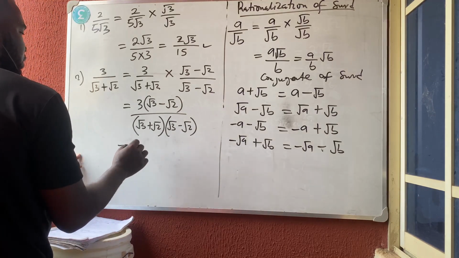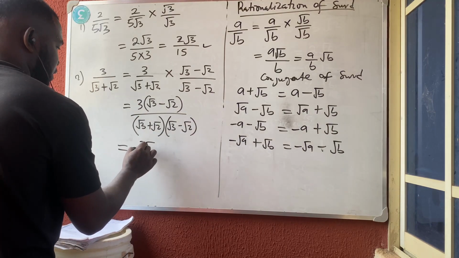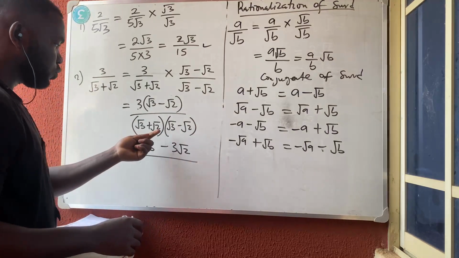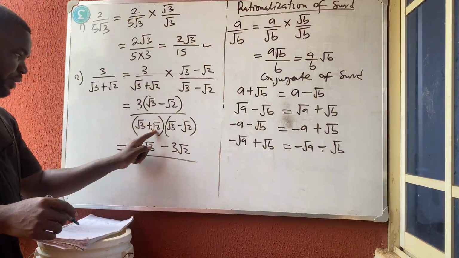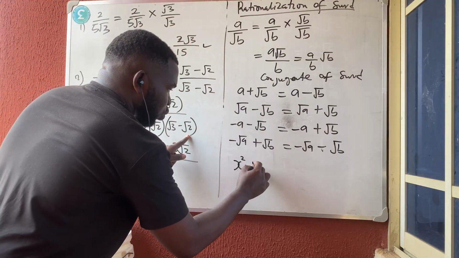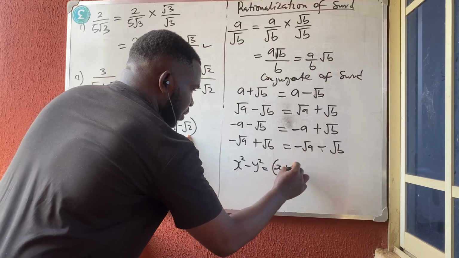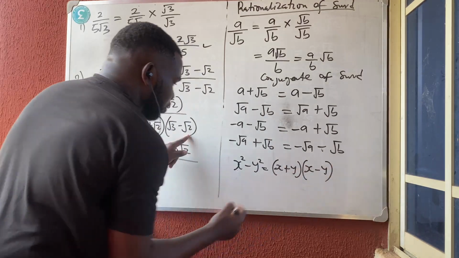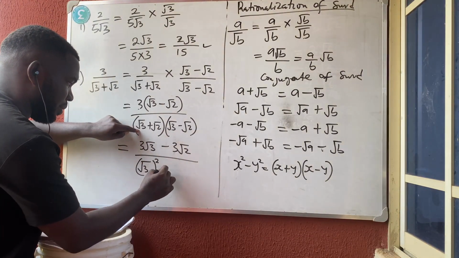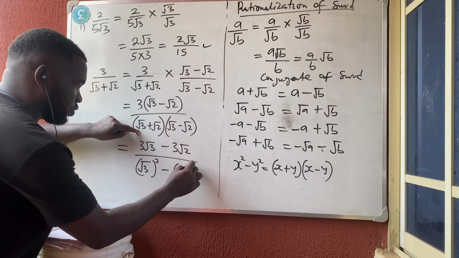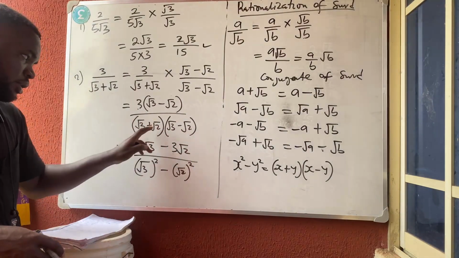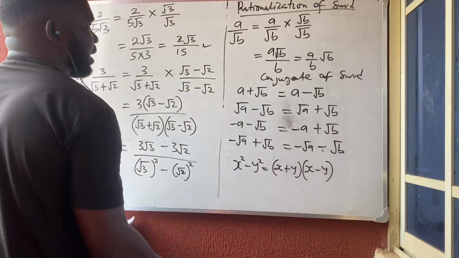Now, there is something I told you. Let's clear. This time, I'm having 3 root 3 minus, this time, 3 root 2. Now, there's something I told you about difference of two squares. Are you seeing it now? It's now the first person plus the second person and the first person minus the second person. Don't forget I told you that if I have x squared minus y squared, it means the first person plus the second person multiplying the first person minus the second person. Which means this is as good as saying the first person all squared minus the second person all squared. Yes, it's as good as that. Or if you cannot remember it like this, use the first person and multiply everything, use the second person and multiply everything, you will still get back the same answer.